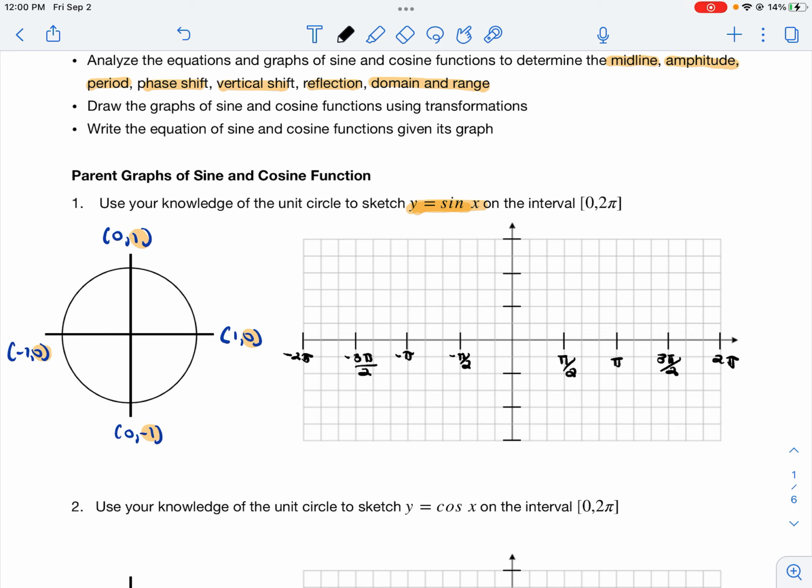And then you also need to label your y-axis. And I noticed all these values are between -1 and 1. So I need to go to at least negative 1 and 1. So I'm going to count by 1 on my y-axis.